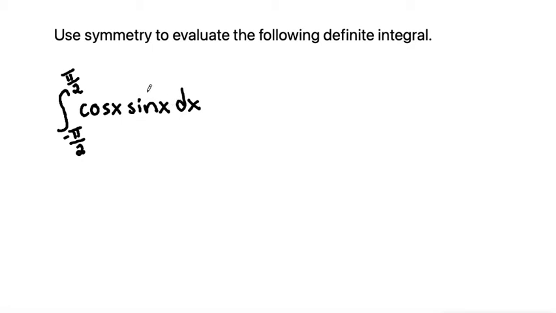However, if we use u substitution, keeping in mind that the derivative of sine is cosine, we can say that u is equal to sine of x, because that gives us a convenient derivative that du would be equal to cosine of x dx.